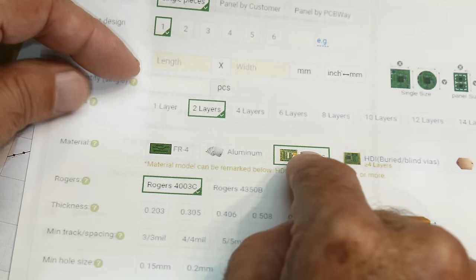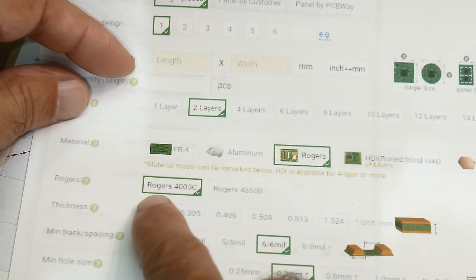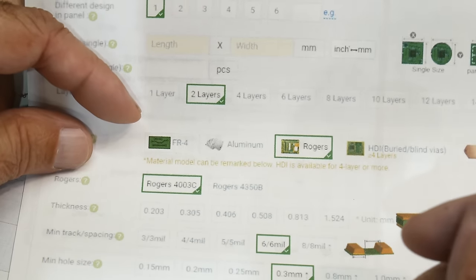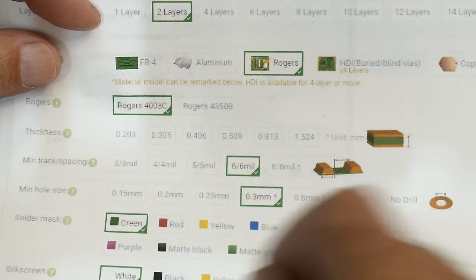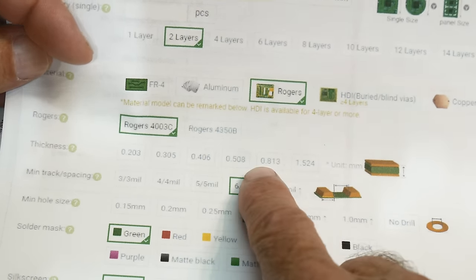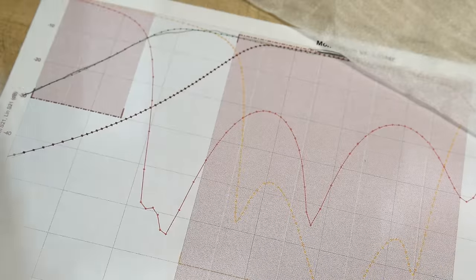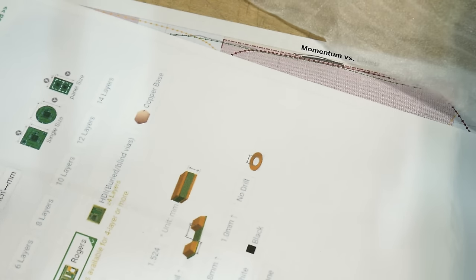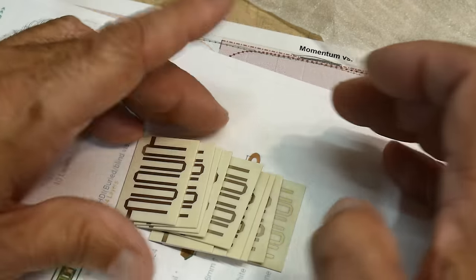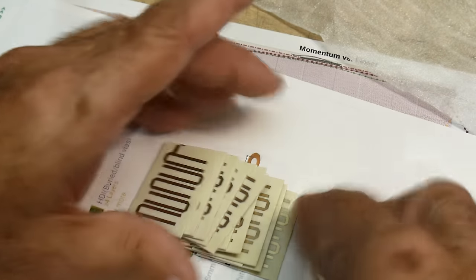And so you select Rogers, and then under Rogers, they have two different types, so I selected 4003, and then you get to select the thickness, and I said it's 0.8 millimeters, which is 0.032. Anyway, there you go. So that's what I keep talking about, Rogers. It's this material here, and that's what you end up with when you're done. And yeah, they're really, really nice.